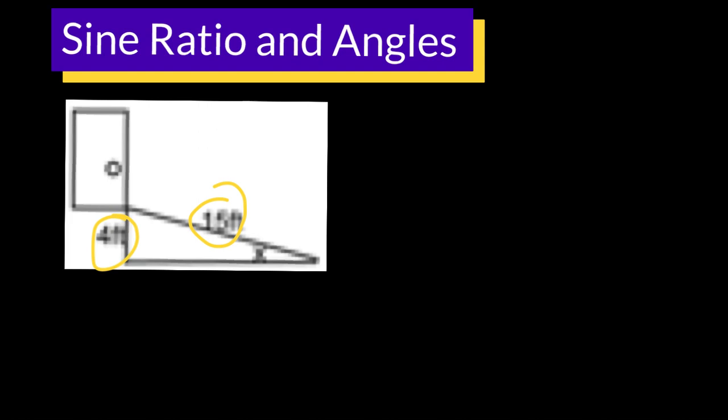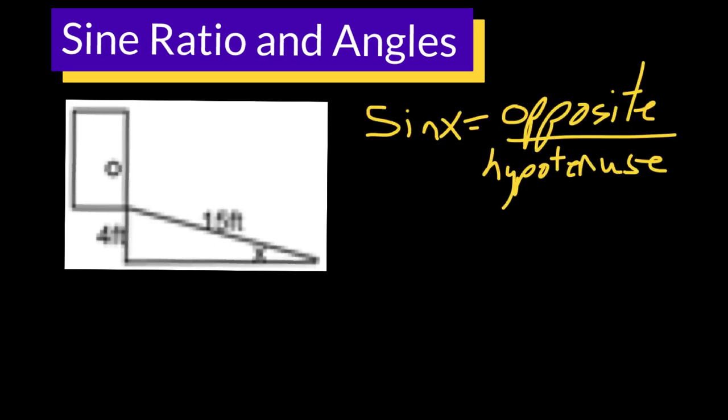What you want to know is, what is going to be the angle of the ramp to the ground, angle x? To find the value of angle x, in this example, we can use the sine ratio. We know that the sine of x is equal to the opposite over the hypotenuse. The opposite in this case is 4 feet over the hypotenuse, which is 15 feet.